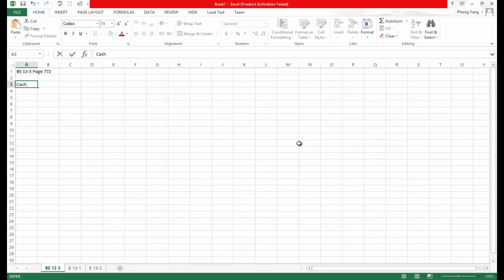So we're going to debit cash. We're going to also debit discount on notes payable. And the discount is going to be the $10 million times the 6% times the 9 months over 12. And then our credit will be the notes payable, which is the face amount. So the face amount of the note payable is $10 million.